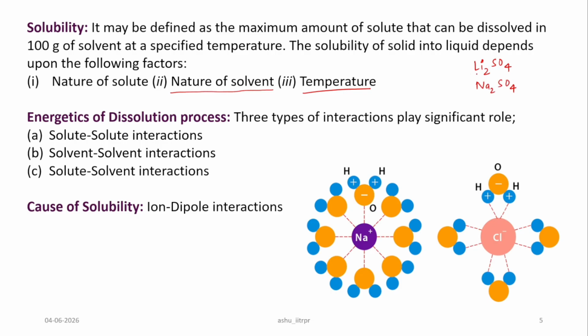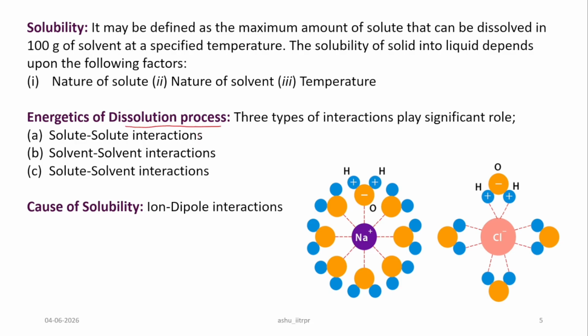So except for a few exceptions, temperature varies directly with the solubility of solids in liquid, with some exceptions like lithium sulfate and sodium sulfate, because they vary irreversibly. There is a case of transition temperature. First it increases, then it decreases in sodium sulfate, but for lithium sulfate it is inversely proportional to the temperature, because these are exothermic.